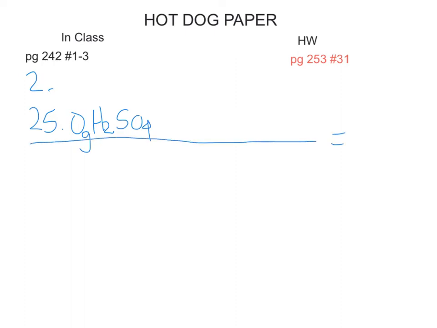Okay, I'm going to try one more with you. We're going to do number 2 on page 242. And this one is asking the question a little bit differently. It's asking you to take 25 grams, so this is our given, 25 grams of sulfuric acid, and they want you to change it to molecules. Grams to molecules. So remember that we can go grams to moles, and after we get to moles, then we can go to molecules. So that means we're going to need 2 more fractions to complete this.